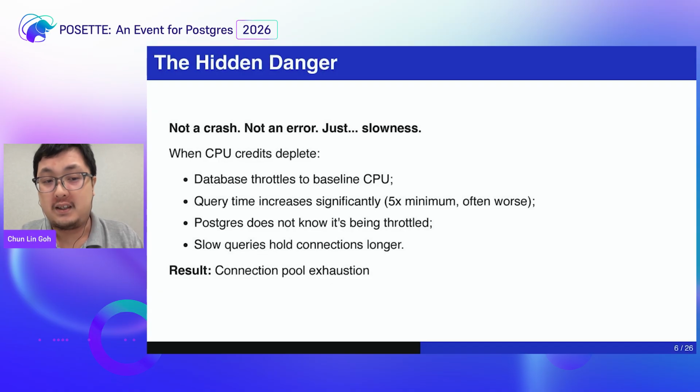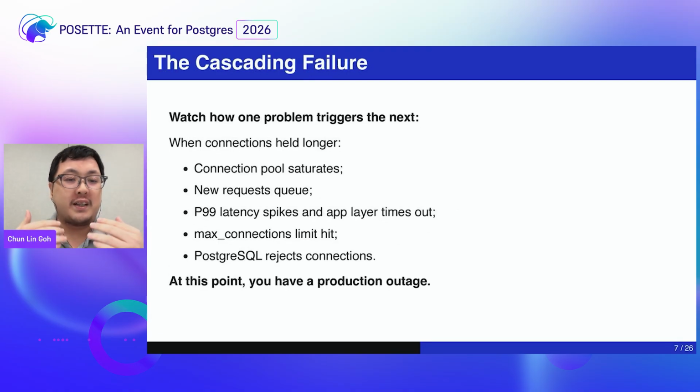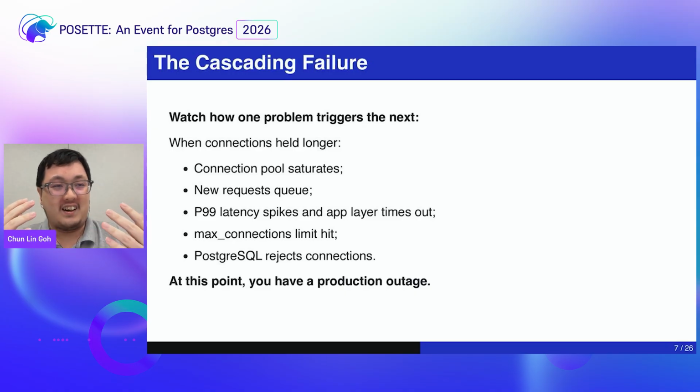But it can get even worse than this. So when the connection is held longer, as we said just now, the connection pool saturates, and then more visitors come in, and that is the time when you see, wow, P99 latency spikes and app layer times out. So this is when PostgreSQL starts to reject the connection. So at this point, maybe your Grafana alert will start to send you an alarm saying you have a production outage.